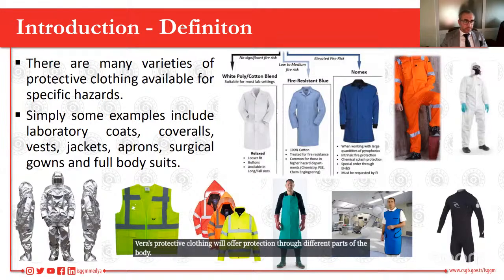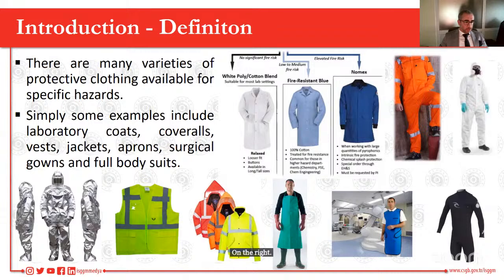On the right, you see 3 kinds of laboratory coats. Next to them are 2 kinds of coveralls. Here on the left bottom, you see a chemical suit, high visible vest and jackets. Right next to them are aprons and a full body suit. How do we understand which one provides what kind of and how much protection? This is what I will try to explain in this presentation, title by title and topic by topic.